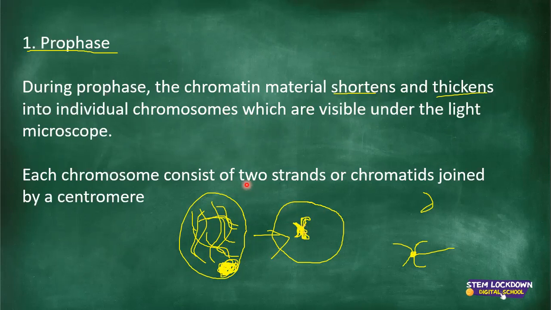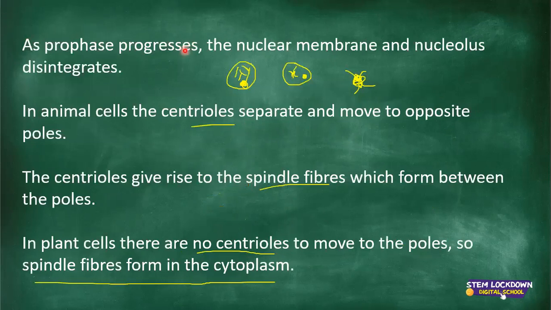Then, as prophase progresses, the nuclear membrane and the nucleolus disintegrate. So you have your nuclear membrane and you have your nucleolus. They will disintegrate. But the disintegration happens differently in animal cells and plant cells. For animal cells, the centrioles. Remember I told you the centrioles.